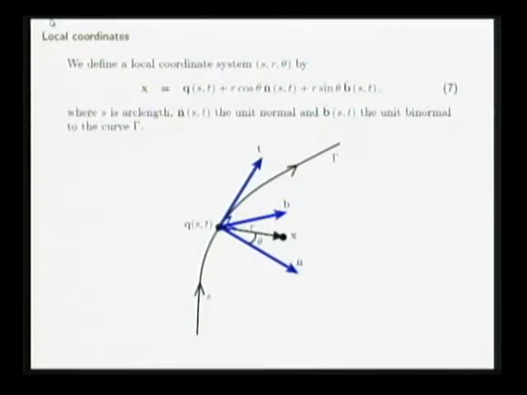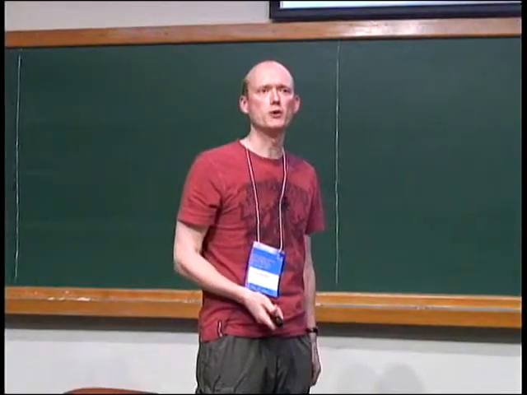So if I have a general position x, I first work out which is the closest point on the curve to that, and that defines what s is going to be. And then within this normal plane to the curve, I want to define polar coordinates, thinking of n as being sort of like the x direction and b as being like the y direction, so that r cosine theta is the component in the normal direction, and r sine theta is the component in the binormal direction. So if I had a rectilinear vortex, these would just be exactly plane polar coordinates.